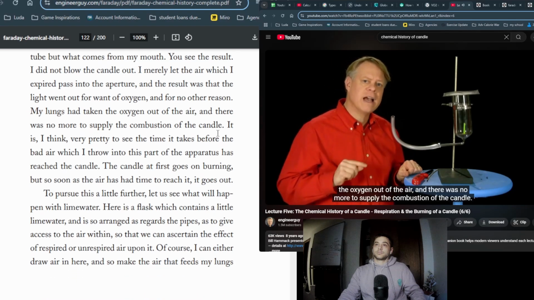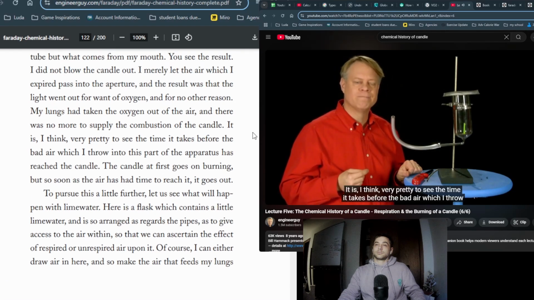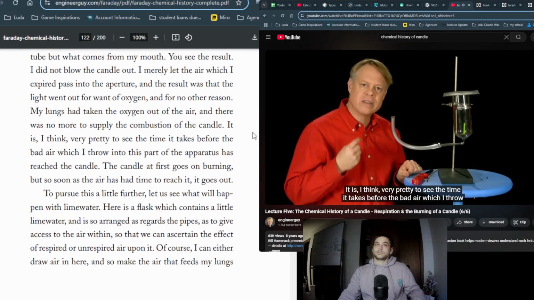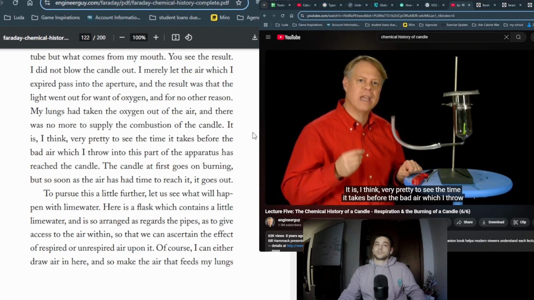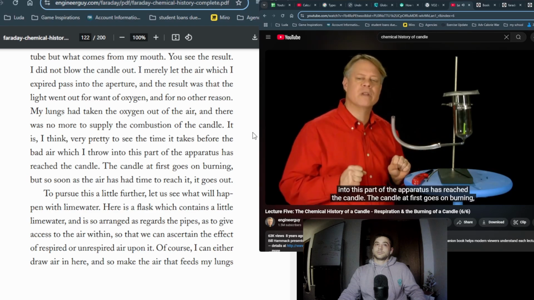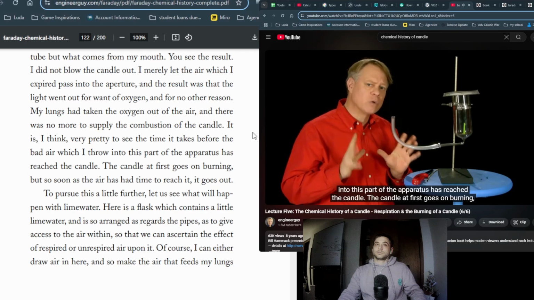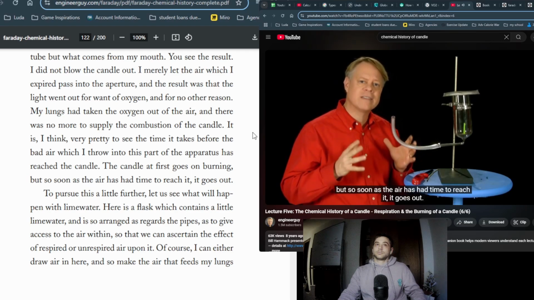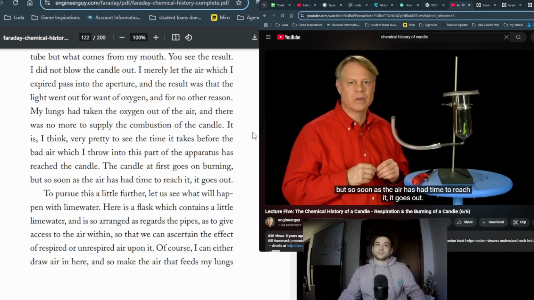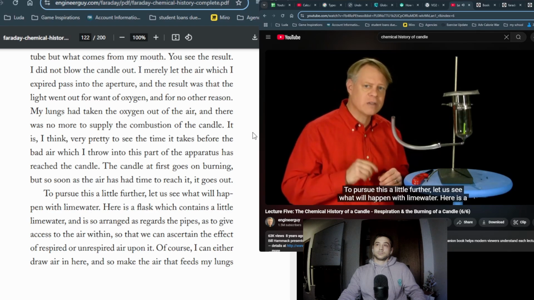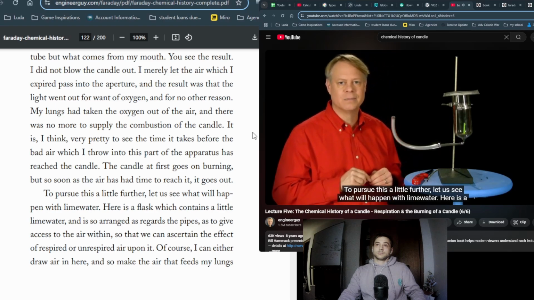My lungs had taken the oxygen out of the air, and there was no more to supply the combustion of the candle. It is, I think, very pretty to see the time it takes before the bad air which I throw into this part of the apparatus has reached the candle. The candle at first goes on burning, but so soon as the air has had time to reach it, it goes out. To pursue this a little further, let us see what will happen with lime water.